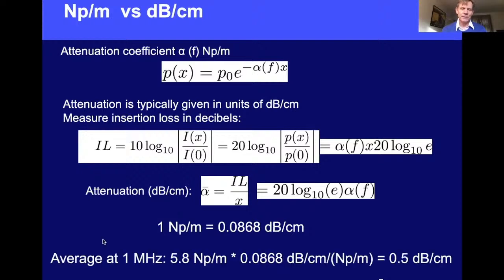If we look at an example, the average value I gave at 1 megahertz for tissue is 5.8 nepers per meter. If we multiply that by this scaling factor of 0.08686 dB per centimeter per neper per meter, that comes out to about half a dB per centimeter. So roughly, absorption in tissue at 1 megahertz is about 5 or 6 nepers per meter, about half a dB per centimeter.